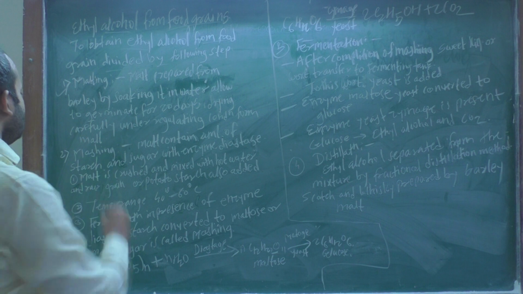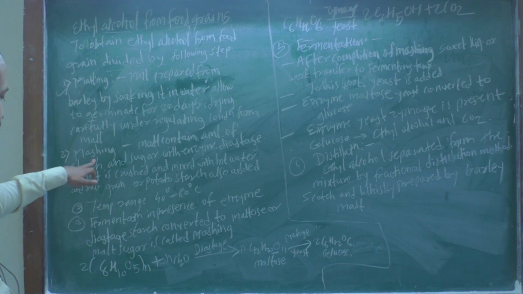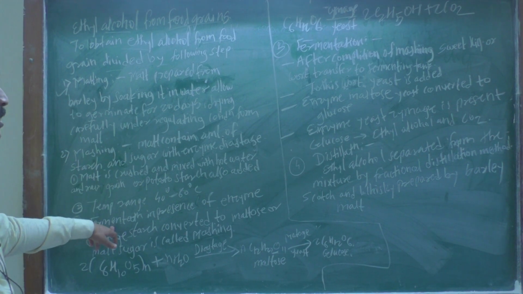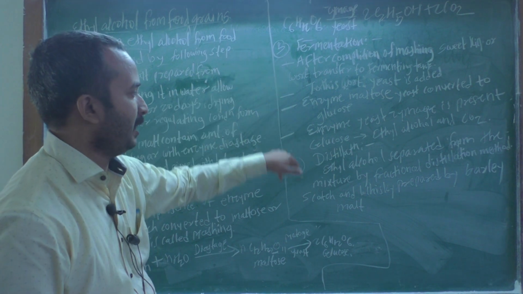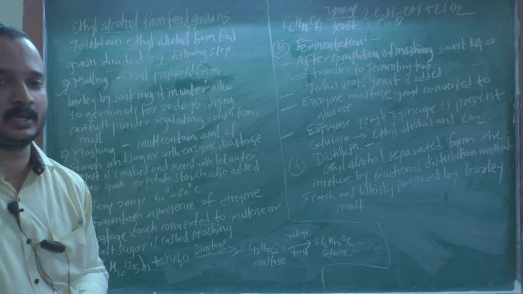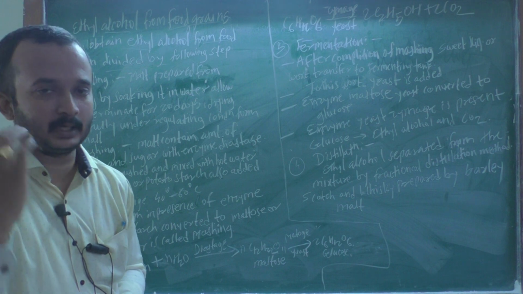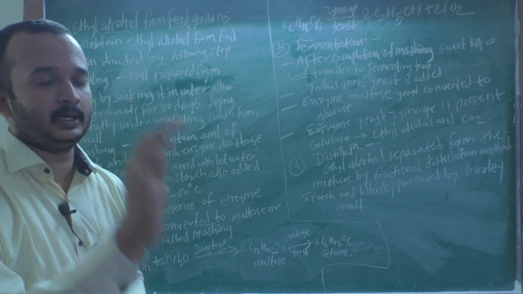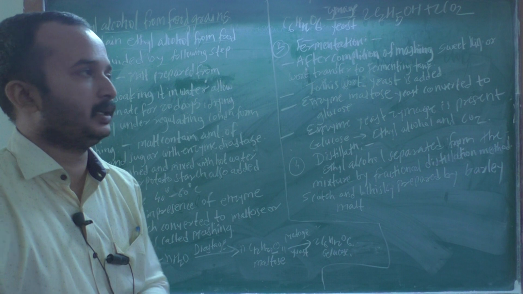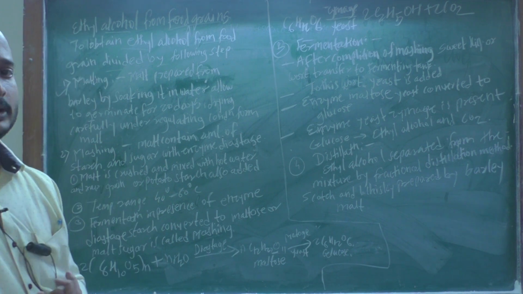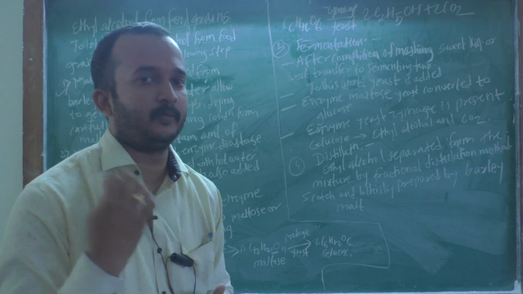First is malting, second is mashing, third is the fermentation process, and fourth is the distillation process. These four steps convert the food grain into ethyl alcohol. This is the introduction to the manufacture of ethyl alcohol from food grains.